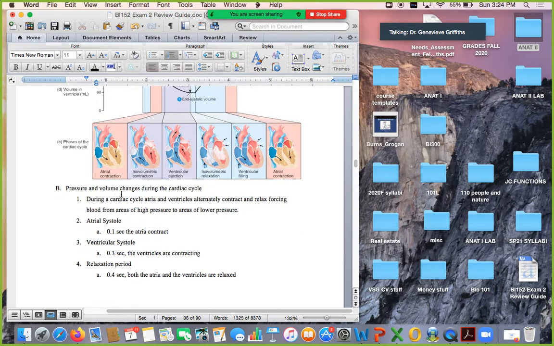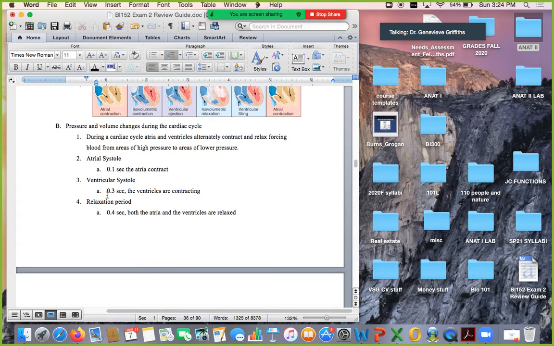So the pressure and volume changes that happen during the cardiac cycle basically happen by having alternate contraction and relaxation, which forces blood to go from high pressure to low pressure, right? So if we're going to have change in pressure in the ventricle and the atria over and over, that's going to allow blood to move from one to the other.